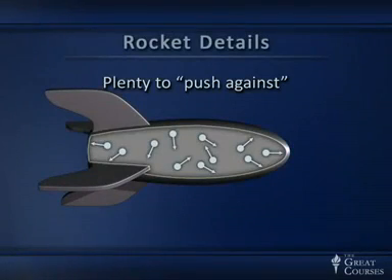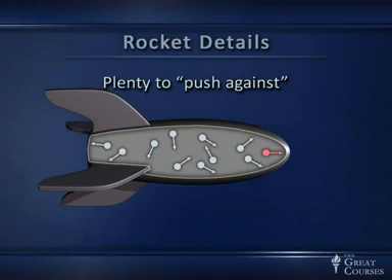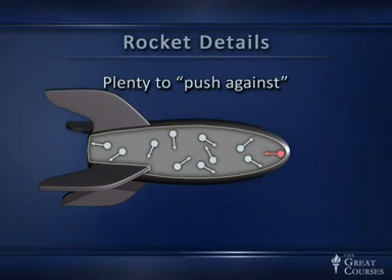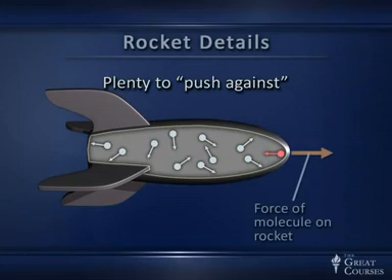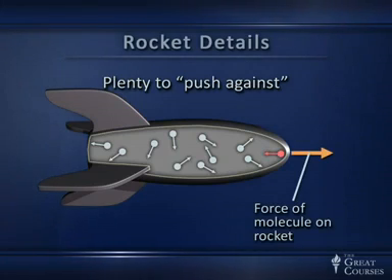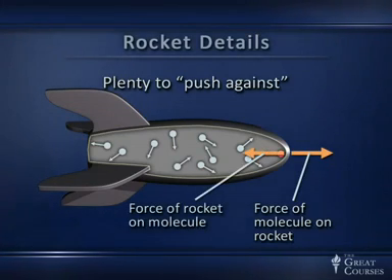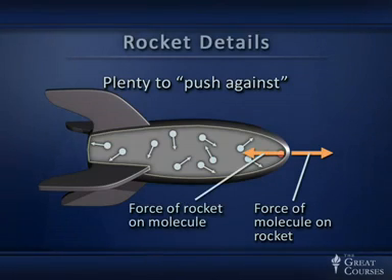Well, rockets have plenty to push against. There's a picture of molecules whizzing around in the hot gases of a rocket. Focus on that molecule. It bounces off the right end of the rocket. Its momentum changes. It imparts a force on the rocket. The rocket imparts a force on the molecule, and that force of the molecule on the rocket accelerates the rocket forward. That's what's causing the rocket to go. It's not what's going on at the back end. It's the molecules colliding with the front end, imparting momentum.